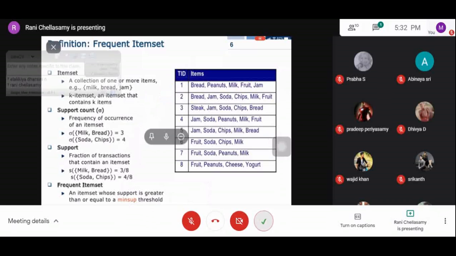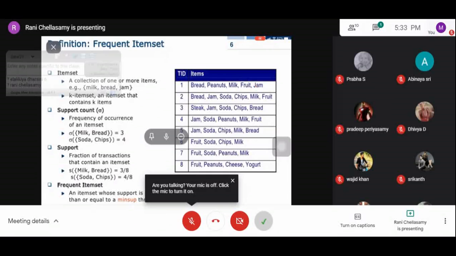Now coming to the definition of the frequent item set. Here your database is given. A database means a collection or set of transactions. Each one is called transaction 1, transaction 2, likewise, and each transaction contains some set of items. So what is an item set? A collection of one or more items is called an item set, for example, milk, bread, jam.